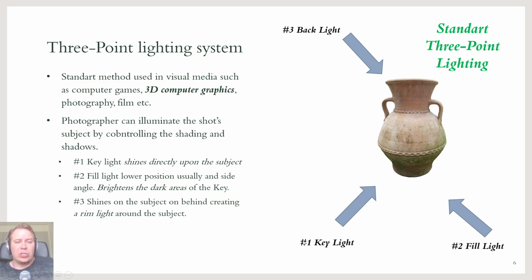The key light shines directly upon the subject, like this pot here. Then the fill light fills the key light and brightens the dark areas of the key. And then the backlight forms a rim around the back of the object, so it's kind of highlighting it. So practice those on the Blender and Unity side as well.